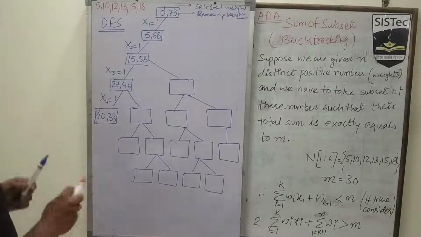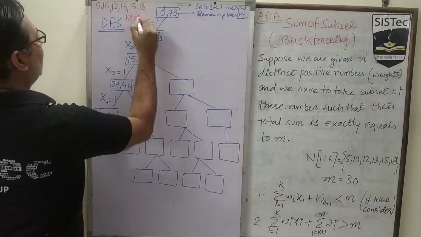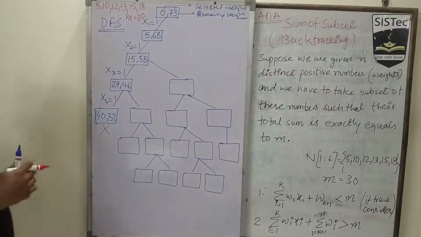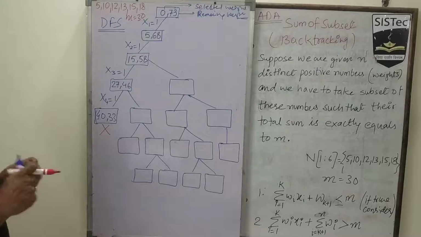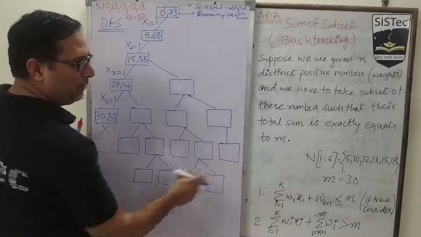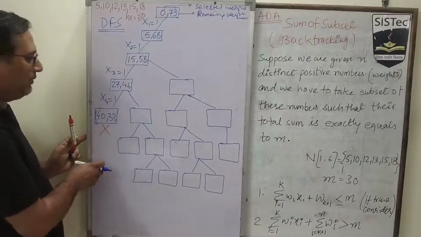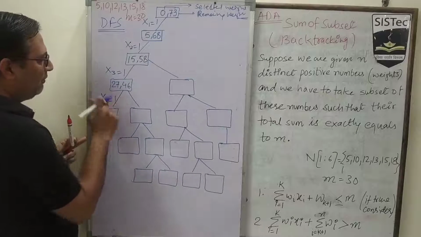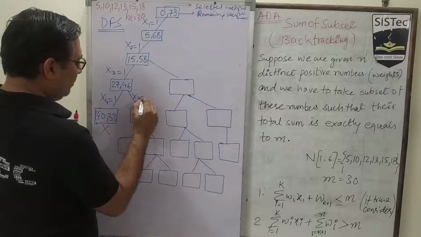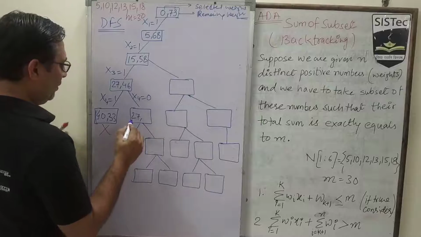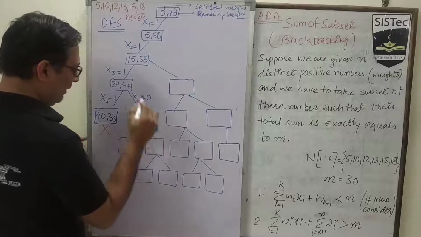Now you can see our m was 30. As it exceeds 30, we will just discard this. We will not explore these possibilities further. That's why the bounding function comes into the picture. We will not explore this tree further. And as per the concept of backtracking, we will go to the previous one, discard this x4, and see the situation: 27, 33.